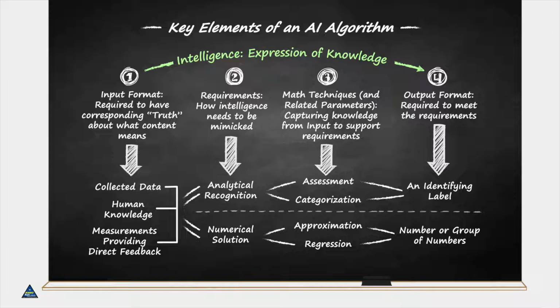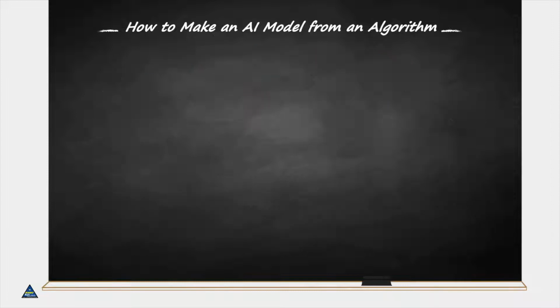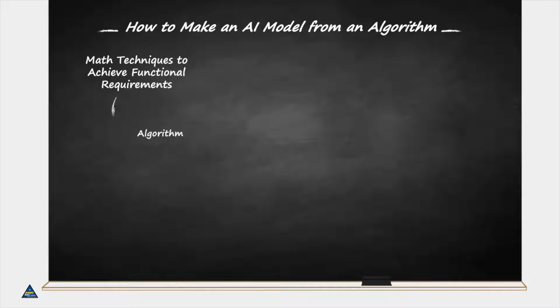AI model. Now that we understand the four elements, let's see how those four elements are used to make an AI model from an algorithm. We start with an algorithm and we add math techniques and functional requirements. Those are elements 2 and 3.